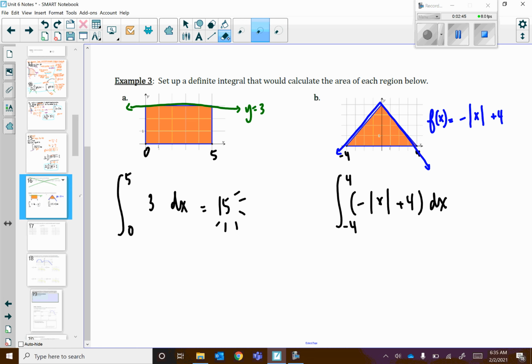And that's it. Now, could we find the area of this triangle? Yes, we definitely could, right? The base is 8, the height is 4, 1/2 times 4 times 8 would be 16. And that's your answer. Even though they didn't ask us to do that, it just said set up the definite integral. Let's look at some more examples.